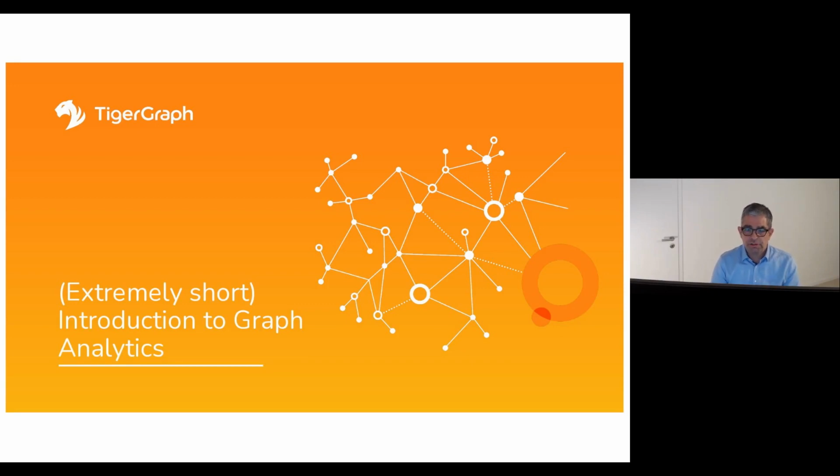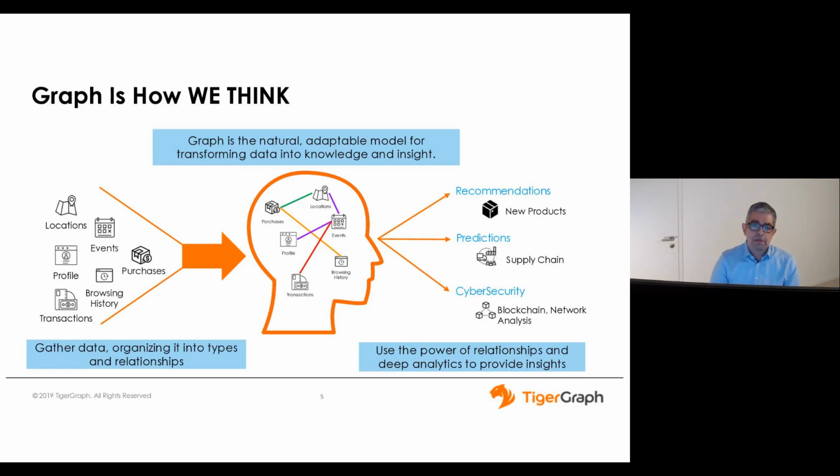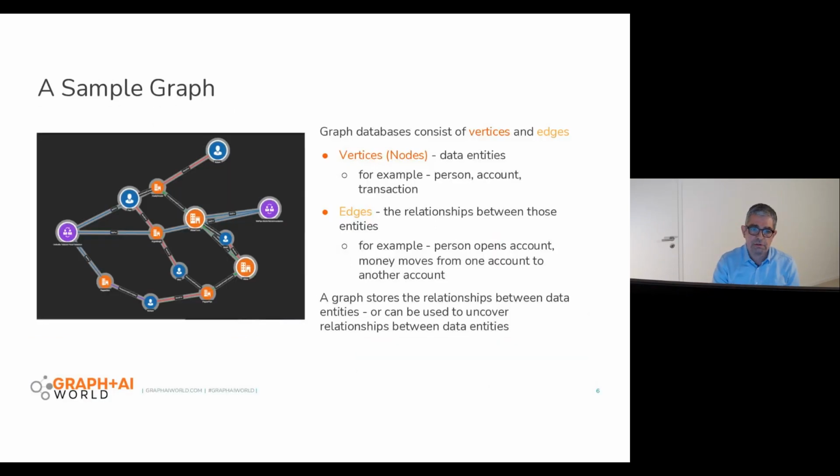So I want to give a very short introduction to graph analytics. Actually, graph has been around for decades. I think 4 or 5 decades ago, it was called a network database. But actually, graph pretty much reflects the way we think. It's about gathering data and organizing it into types of data and relationships between those types of data. So it's a very natural model for transforming data into knowledge and insight. And this is the value that we add when it comes to supporting AML efforts in financial institutions with that technology.